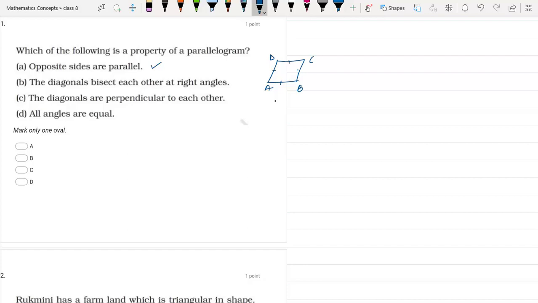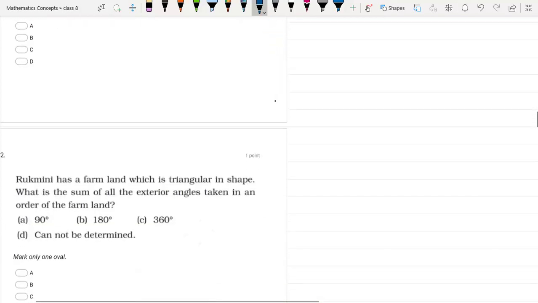Second is saying diagonals bisect each other at right angle. No, we have not studied this property in parallelograms. The diagonals are perpendicular to each other. No. So the correct answer is A only.